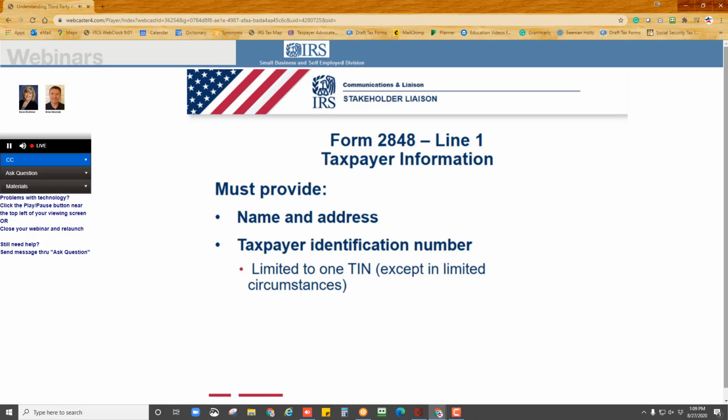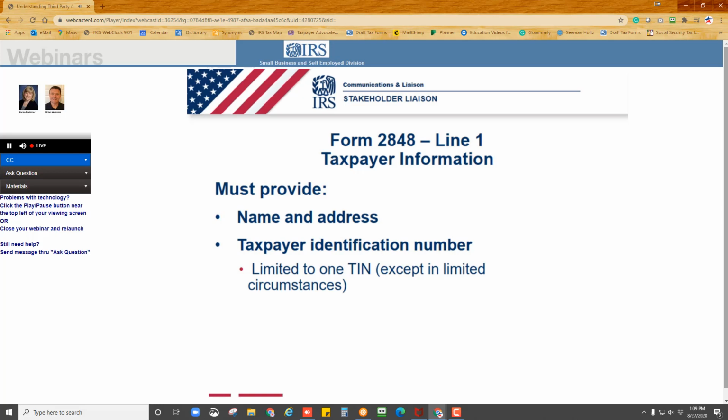Okay, thank you, Karen. We're just going to take it right from the top. The first few slides on Form 2848 focus on processing problems we often see. So we'll start with line 1 of Form 2848. You must provide the taxpayer's name, address, and taxpayer identification number. If you plan to represent a married filing joint couple, you need to submit a separate Form 2848 for each spouse. And finally, the last item listed on this slide, you can only enter one tax identification number on line 1. However, there are two circumstances where entering more than one TIN, tax identification number, is okay.